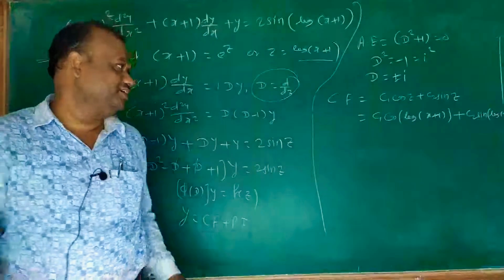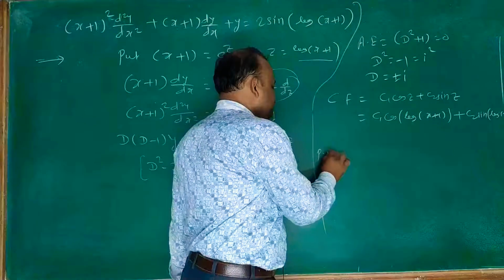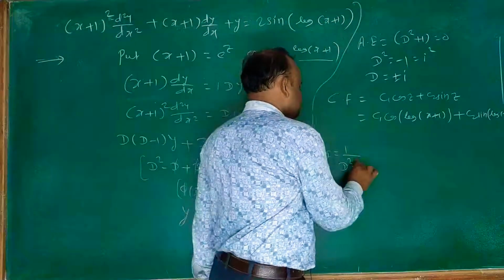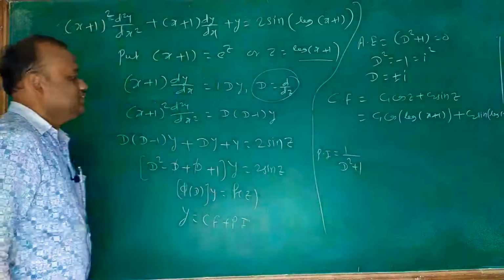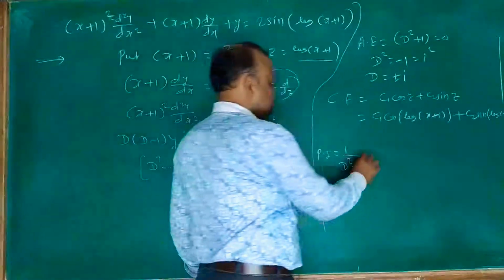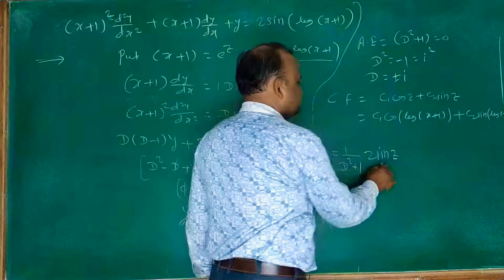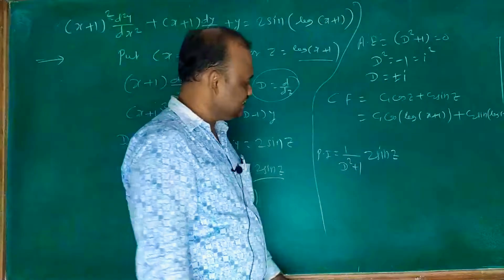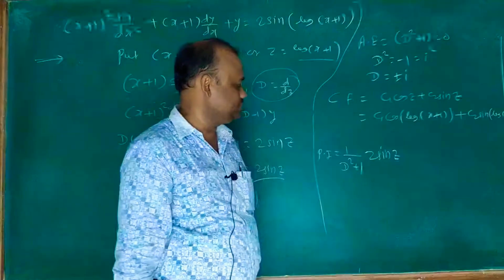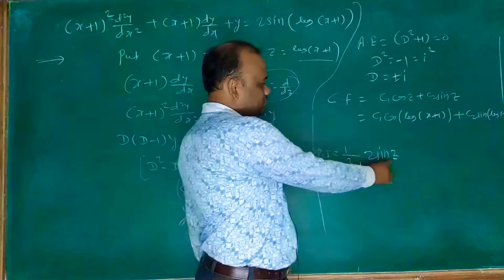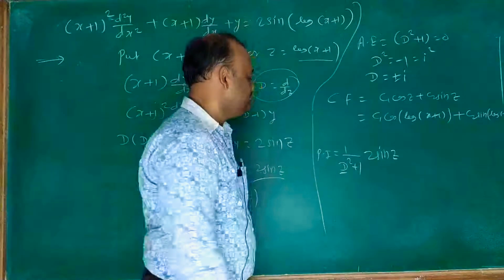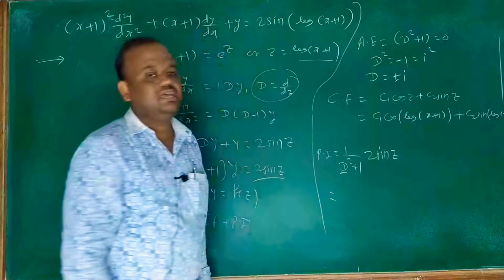Now we have to find the particular integral here. For the particular integral we know the formula 1 upon phi of D. Phi of D is D square plus 1, and the right hand side, that is f of z of the given differential equation, is 2 sin z. So we can take this 2 outside, but sin z is present, and if sin z is there, then we have to replace D square by minus a square. So if we put here D square as minus 1, minus 1 plus 1 is 0, so the case fails here, and if the case fails, then we have to multiply by x.